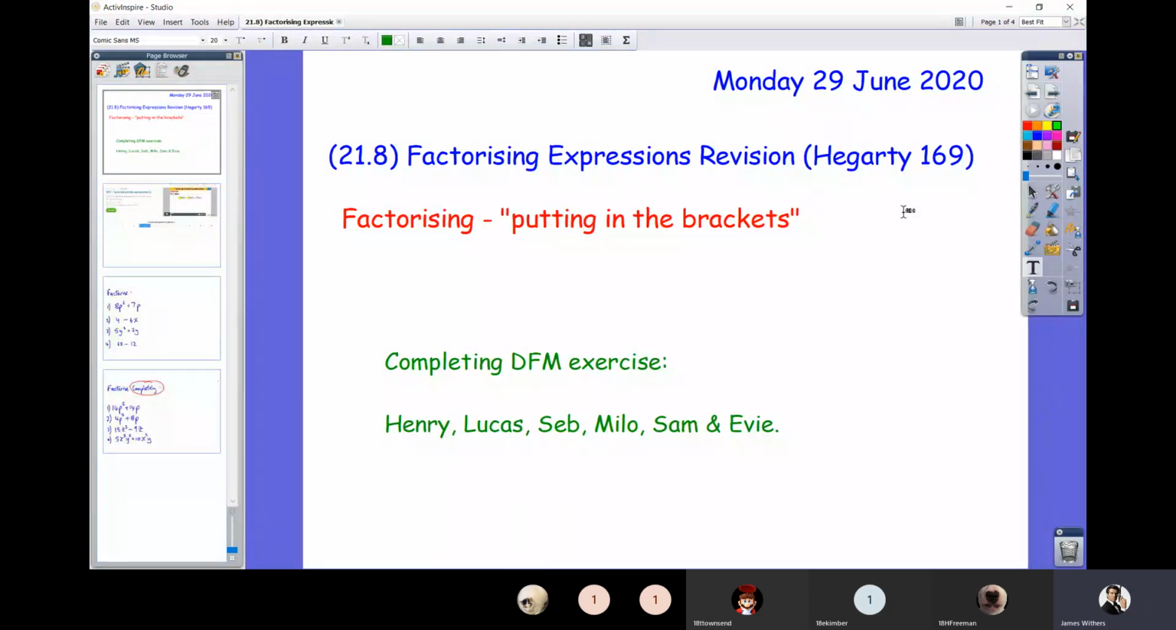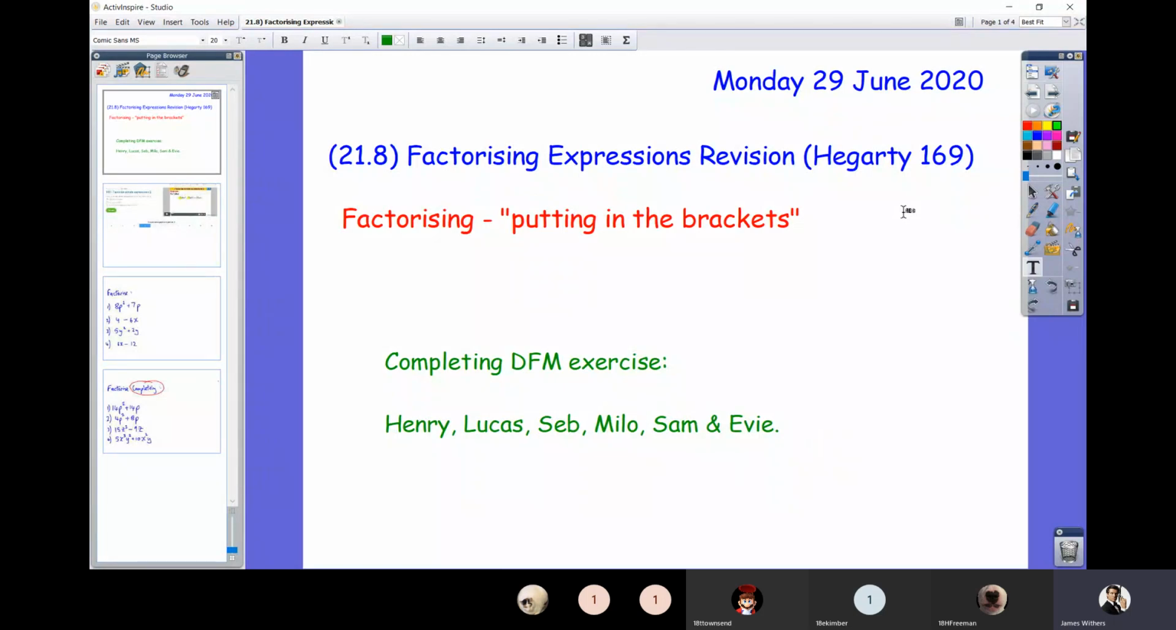Just a reminder, please, to Henry, Lucas, Seb, Milo, Sam and Evie: I'm really keen that everybody gets a bit familiar with the Dr Frost maths. We've been doing a lot of Hegarty, and Hegarty is excellent, and I wouldn't have it any other way. But the Dr Frost maths does just give me a few other options. But I don't want to assess another Dr Frost maths exercise until I know you're all comfortable logging in.